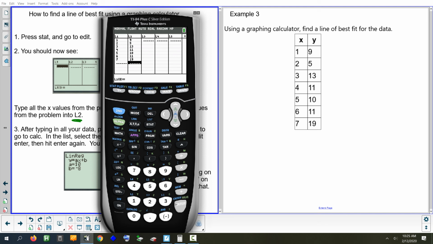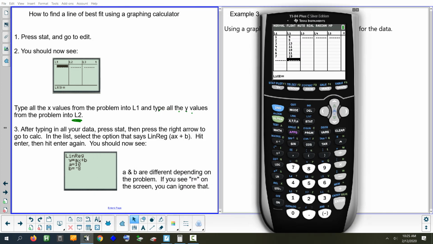Okay, so as far as telling the calculator stuff, you're done. You've told the calculator everything it needs now to do what it has to do. You've given it all the X's, you've given it all the Y's. Everything is saved automatically. You don't have to press save or anything like that. It's saved as you do it.